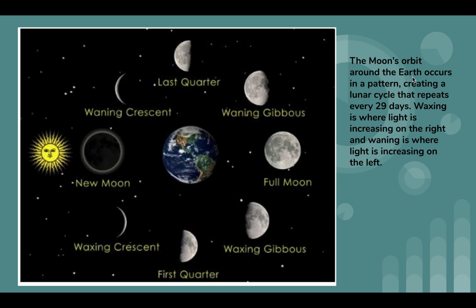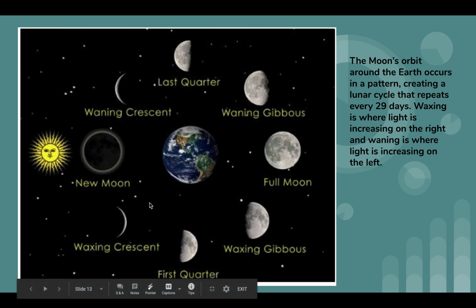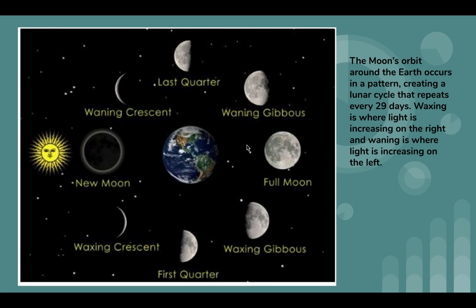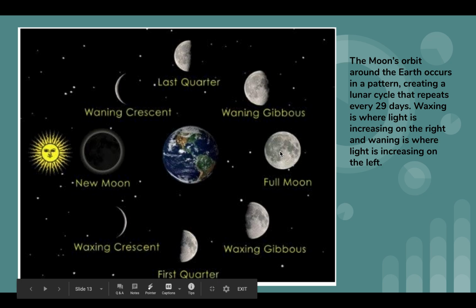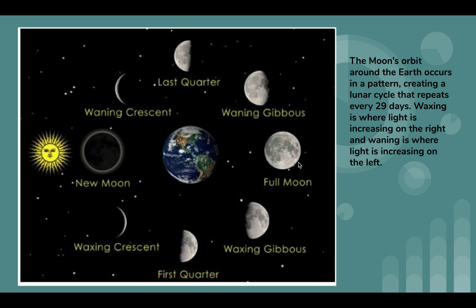The moon's orbit around the Earth occurs in a pattern, creating a lunar cycle that repeats every 29 days. That's how we have our months. Waxing is where the light is growing on the right. So here we have waxing, the light is growing on the right. And waning is where the light is decreasing on the left.